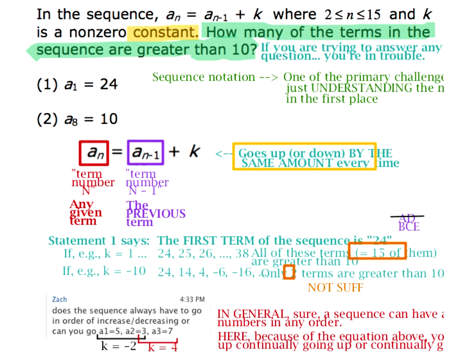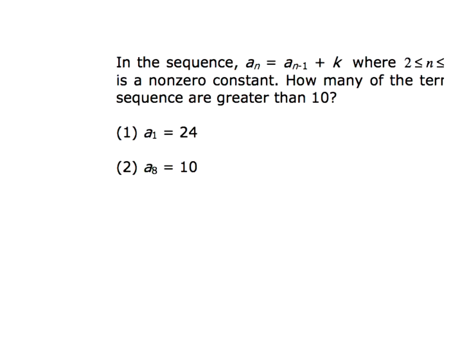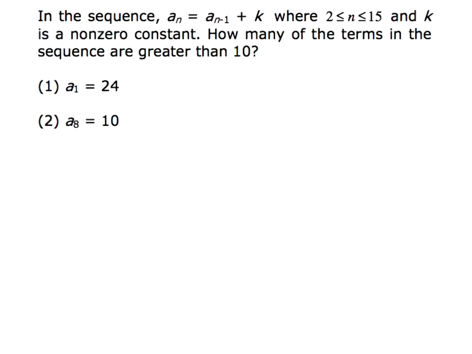Okay, let's look at statement 2 real quick. That was sort of a weird thing. Let's take this over to the next page. All right, there's the problem. Let's look at statement 2. Statement 2 says that A8 is 10. What is special about A8? Yeah, it's the term that's in the middle of all of this stuff, right?